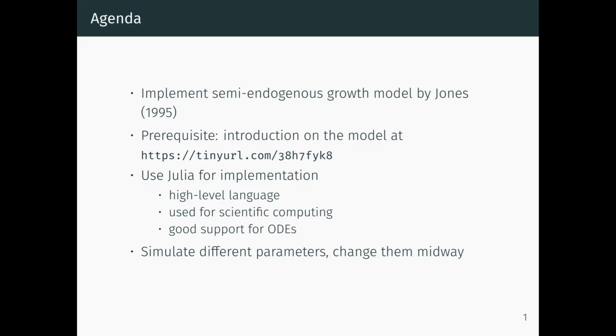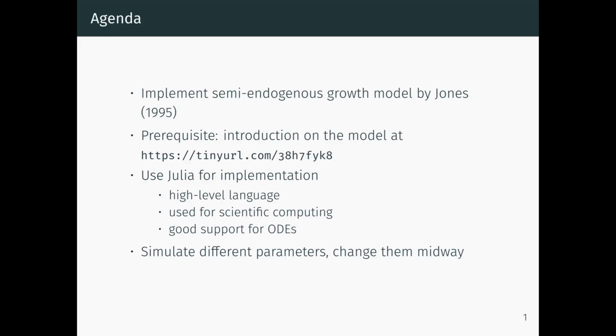As already mentioned, we'll use Julia for implementation. Julia is a high-level language, which means it is relatively straightforward to implement the core model logic, and we don't have to deal with low-level implementation details. Julia is used for scientific computing in many areas, and for that it comes with very good support for ordinary differential equations, and that's what we use to implement this model.